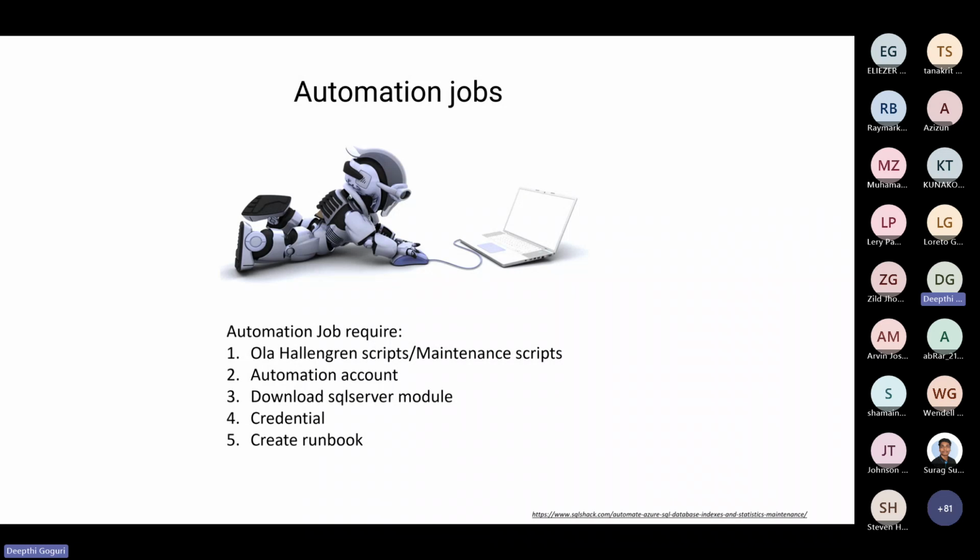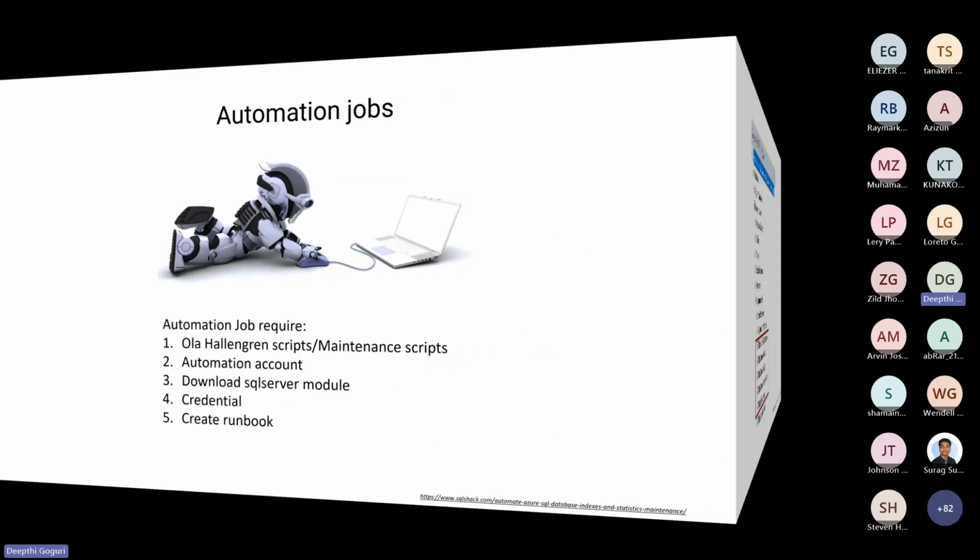Next, we need to create an automation account, and then we need to download the SQL Server module from the marketplace. Very easy. And then we need to create the credential that will be used to run this particular automation job. And then go ahead and create a runbook, schedule the runbook, and use that runbook for maintaining these indexes and stats.